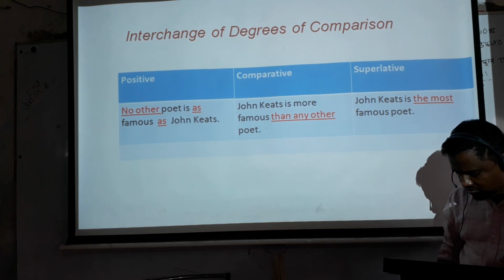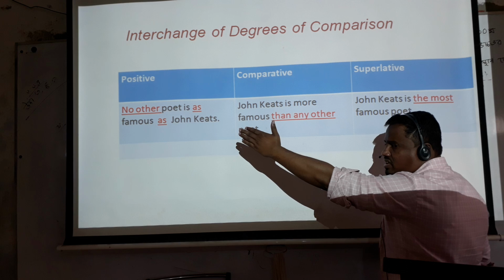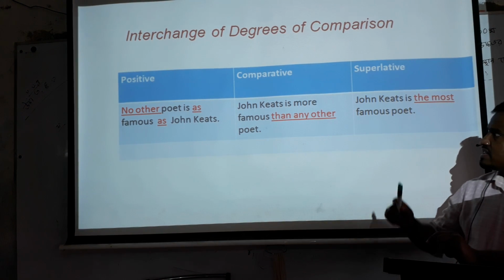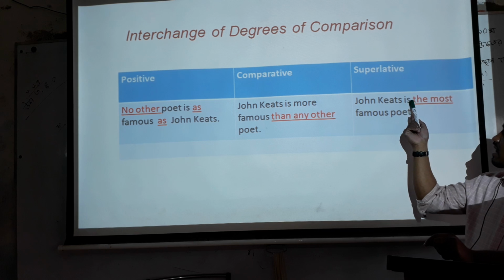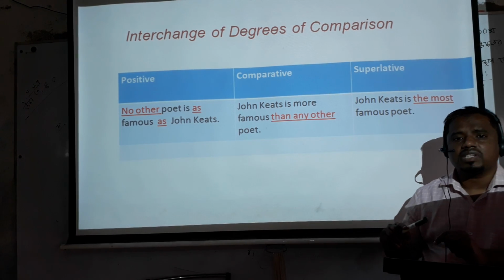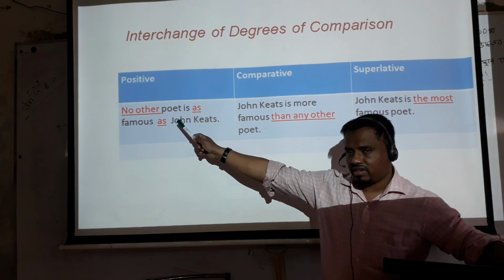Now if you transform superlative into positive, then you have to remember the sentence. If there is the plus superlative degree, then you have to transform it into positive by placing "no other".